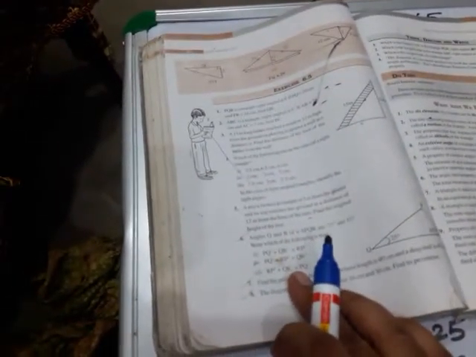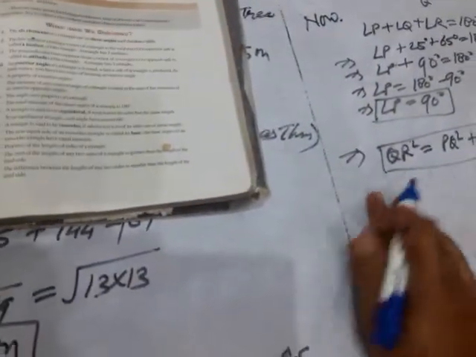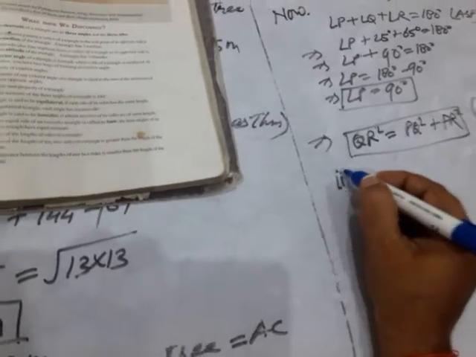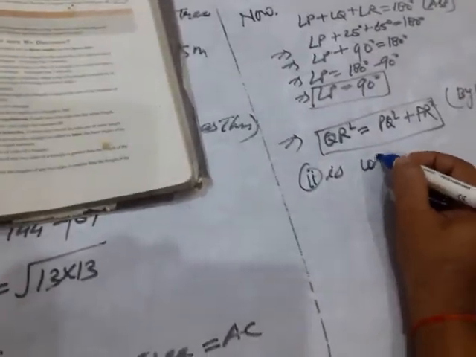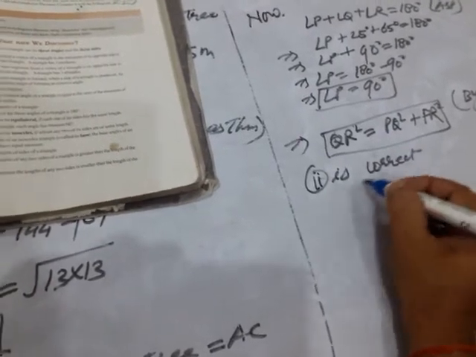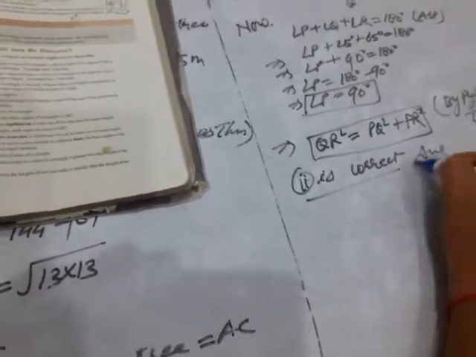So which relationship is true out of the three? PQ square plus PR square equal to QR square. So the second answer is true. The second one is correct. Okay children, this is your answer.